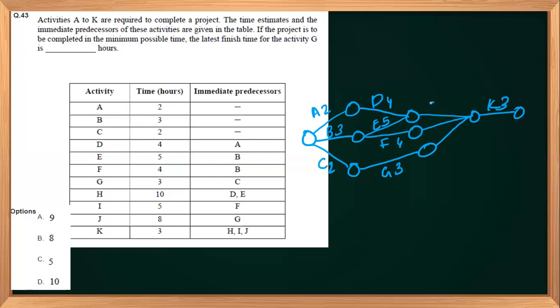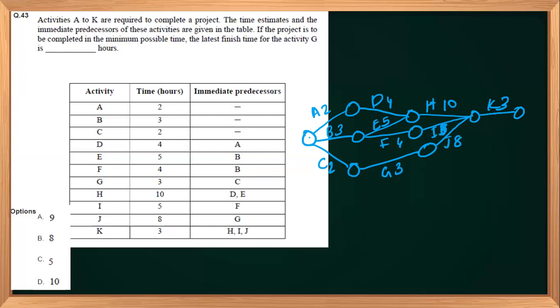This is F, E, A, B, C, E, H. H is from D and E, right? H is how much? 10. This is J. I is how much? 8. And J is 8, I is 5. I is 5, J is 8. So this is our network.